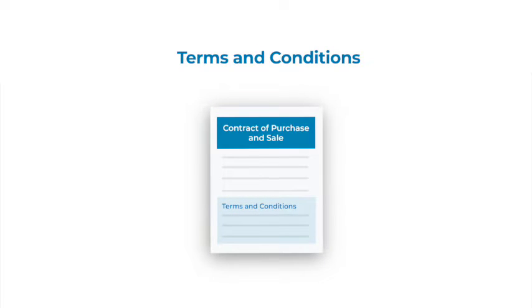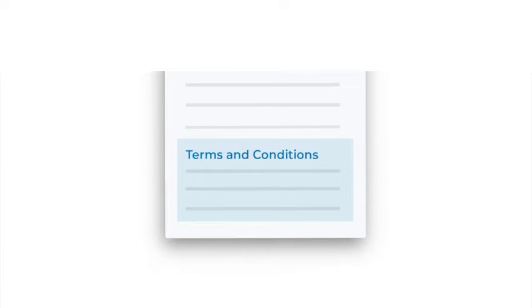Terms and conditions. Most transactions have unique terms and conditions that must be documented. This section of the contract of purchase and sale residential is used to include those terms and conditions. Some conditions may state that they are for the benefit of one party and may need to be satisfied or waived in order for the transaction to complete.